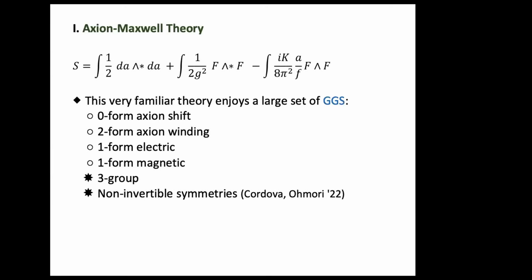And in very recent days, it was even shown that this theory also has what's called non-invertible symmetry. There's a symmetry acting on the particle, and also on line operators, which does not admit an inverse operation. So that's why it's called non-invertible symmetry. But nonetheless, the point is that this very simple theory has many different kinds of generalized global symmetry. For the purpose of this talk, I won't have time to go through each of them, but our paper will have a very detailed discussion of every single aspect of this.